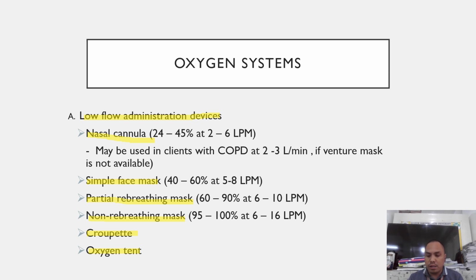Low flow systems deliver oxygen by small bore tubing. The low flow administration devices include the nasal cannula, face masks, oxygen tents, and transtracheal catheters. With this type of device, room air is also inhaled along with the supplemental oxygen. As a result, the fraction of inspired oxygen will vary depending on the respiratory rate, tidal volume, and the liter flow. Let's proceed to the first one, the nasal cannula.